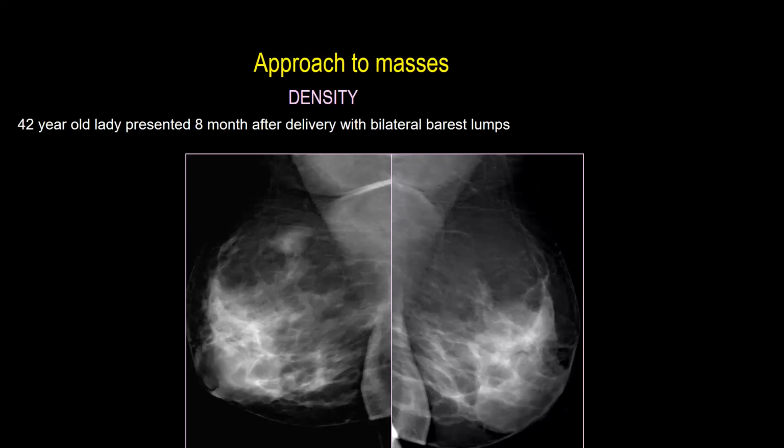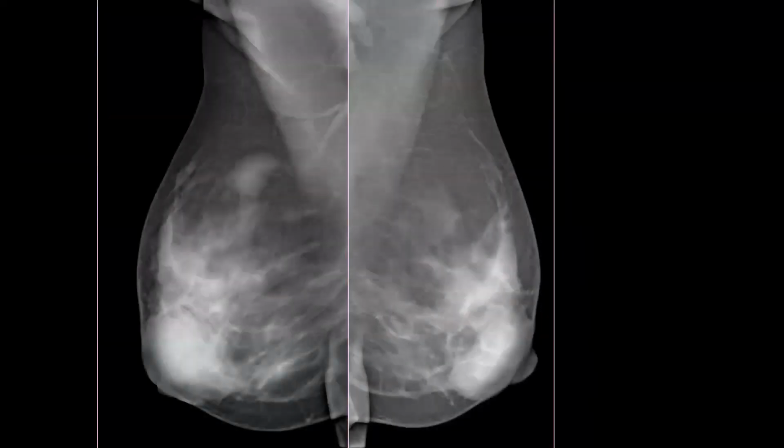Galactocele. This lady presented 8 months after delivery with a bilateral lump. She has bilateral galactoceles. These are low density masses. This is the same patient after a time. She came for follow-up.